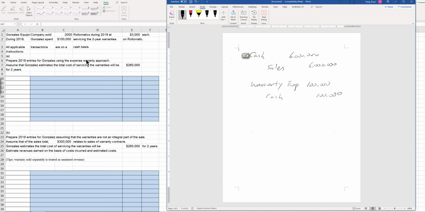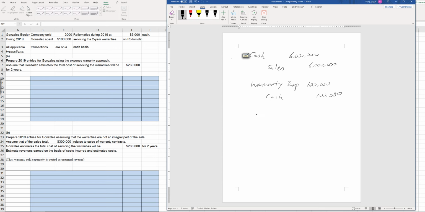And lastly, by the end of 2019, the company estimates the total warranty for 2 years will be $260,000. Remember, this is total warranty for 2 years, but we already serviced $100,000, which means we're going to see another $160,000 coming the next year. Okay, so we expect that to come, and that becomes our liability.